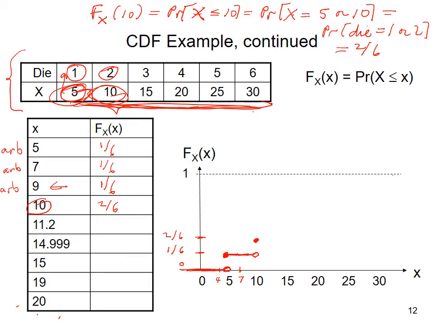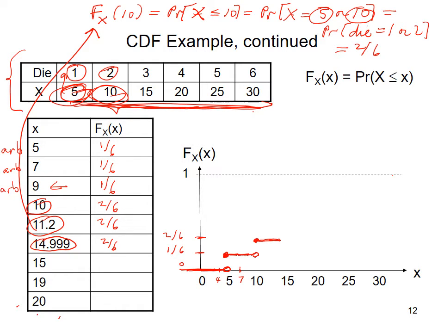And notice, if I had done 11.2, it would still be the same, because it would be the probability x less than or equal to 11.2, and the only values less than or equal to 11.2 are also 5 and 10, so I'm still going to be at 2/6. And in fact, if I go all the way over to 14.99999, right up to right before 15, it's going to still be at 2/6.